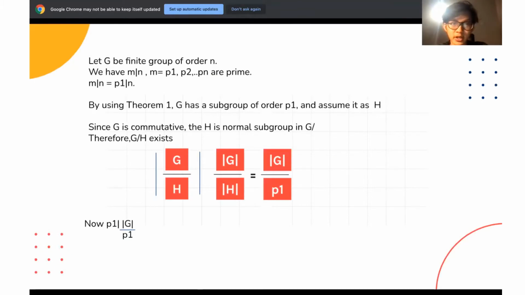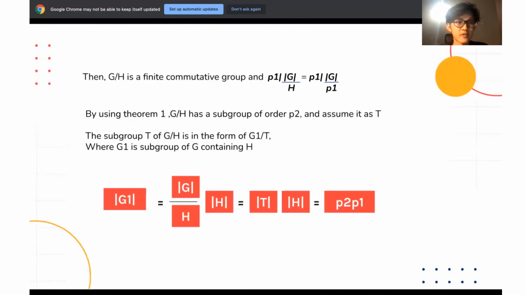So let G be a finite group of order n. We have m is a divisor of n, where m is a product of P1 until Pn, which are primes. And we substitute m with P1, so we get P1 is a divisor of n. So by using theorem 1, G has a subgroup of order P1, and we assume it as H. Since G is commutative, then G divided by H is equal to G divided by P1. So now we have that P1 is the divisor of G over P1. Moving on to the next slide, then G over H is a finite commutative group, and P1 is the divisor of G over H, which is equivalent to P1 is the divisor of G over P1.